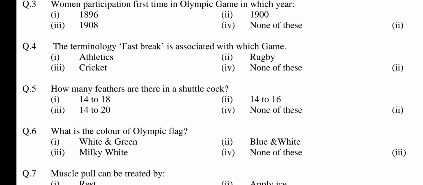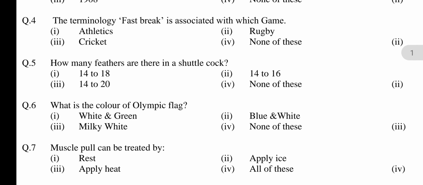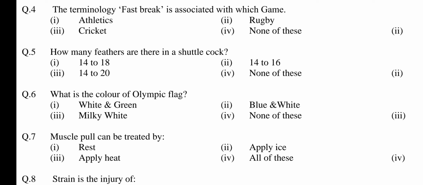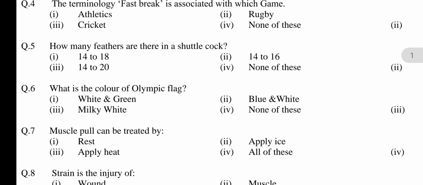Question number 4. The terminology fast break is associated with which game? Option first, athletics; second, rugby; third, cricket; fourth, none of these. Answer is option second, rugby. Question number 5. How many feathers are there in a shuttlecock? Option first, 14 to 18; second, 14 to 16; third, 14 to 20; fourth, none of these. Answer is option second, 14 to 16.